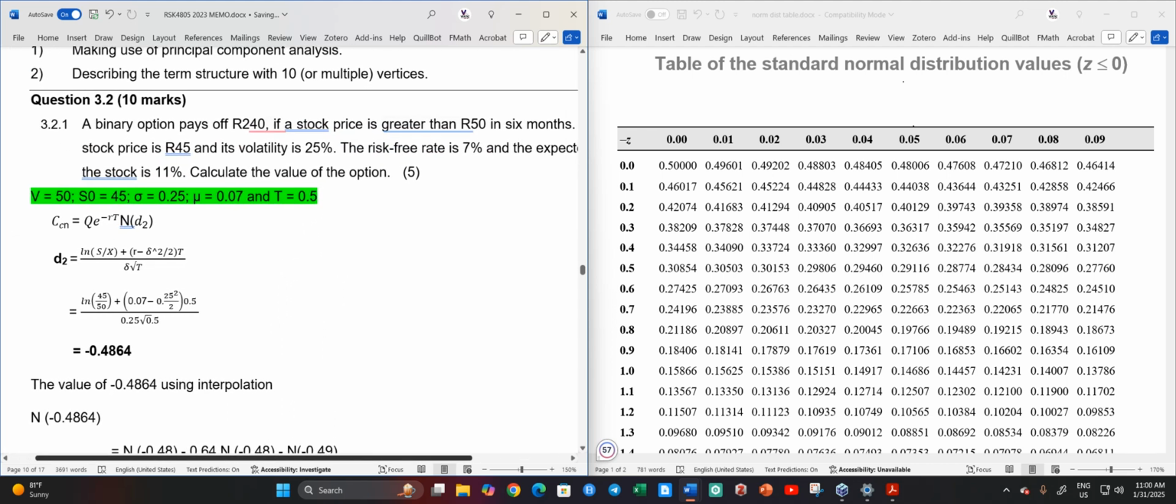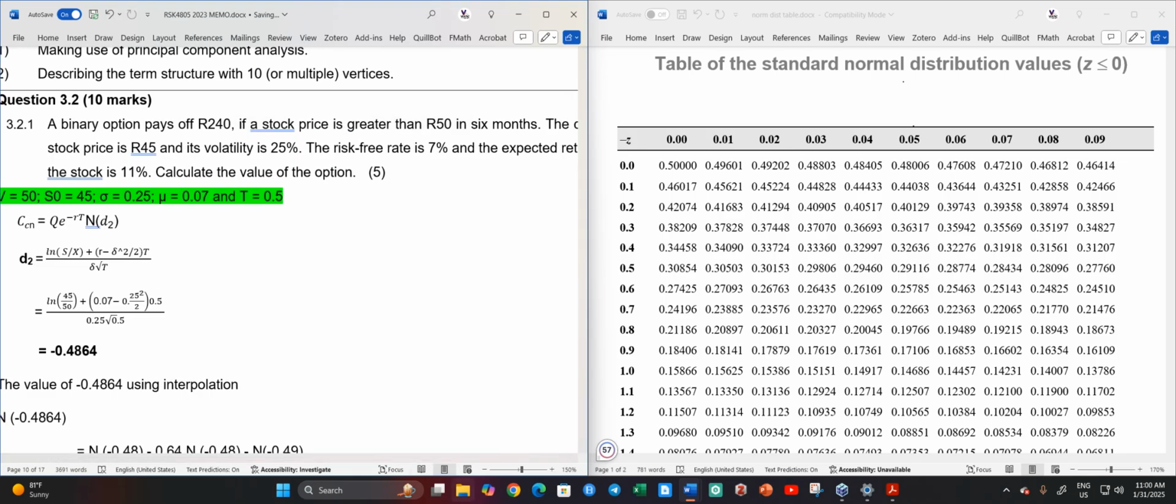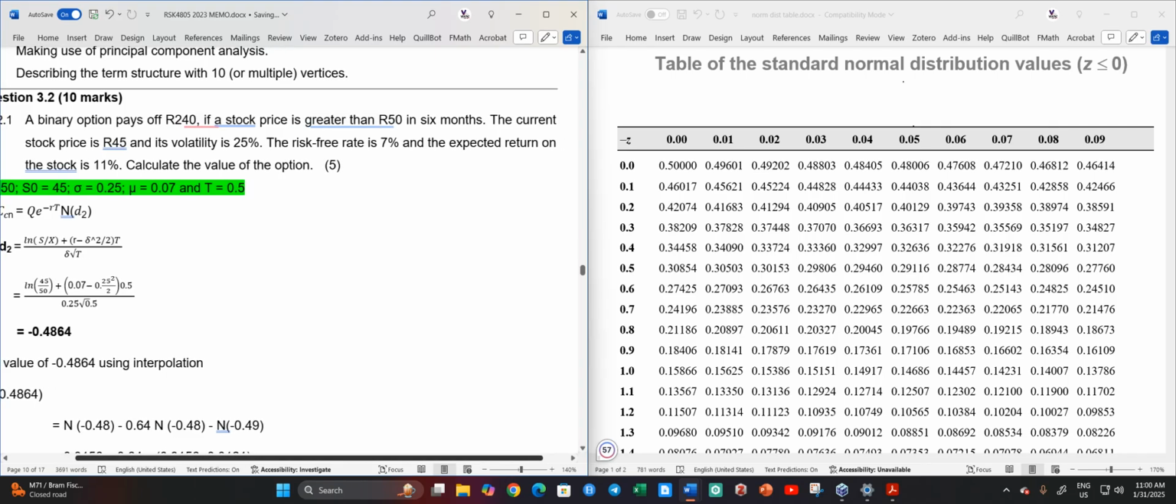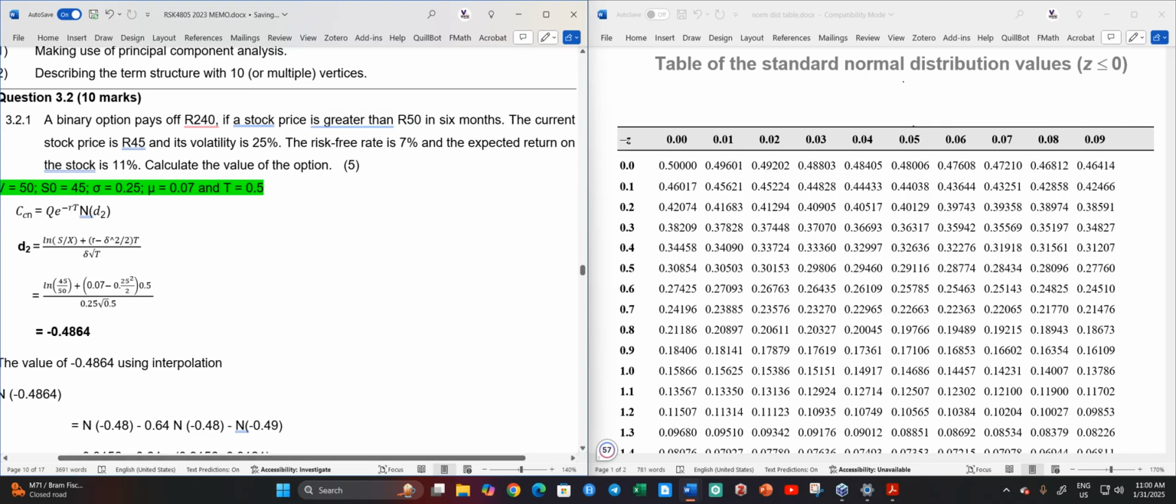So we have this question. It says a binary option pays off 240 Rand if a stock price is greater than 50 Rand in 6 months. The current price is 45 Rand and its volatility is 25%. The risk free is 7% and the expected return on the stock is 11%. Calculate the value of the option. The question we are not much interested in.